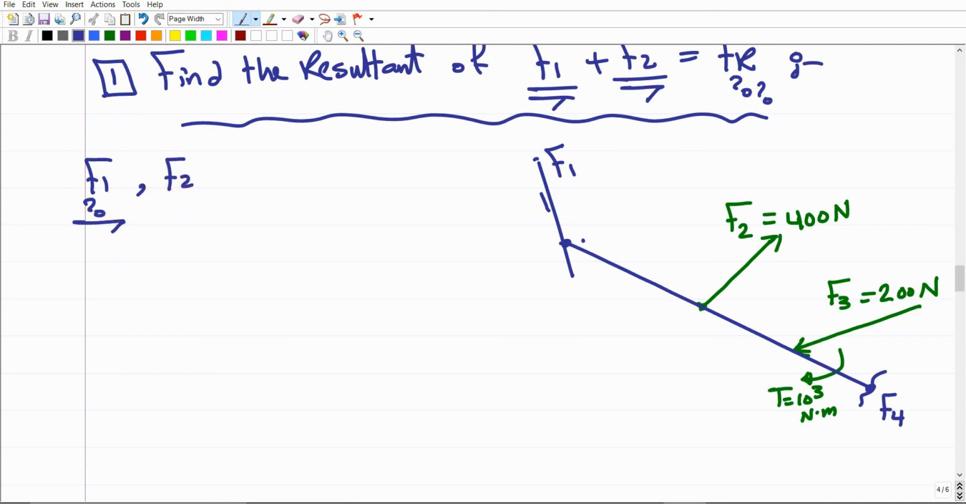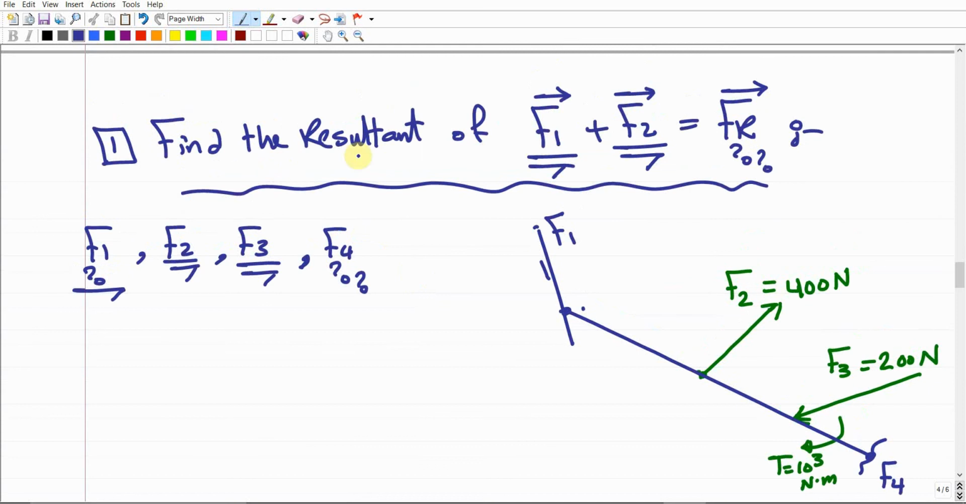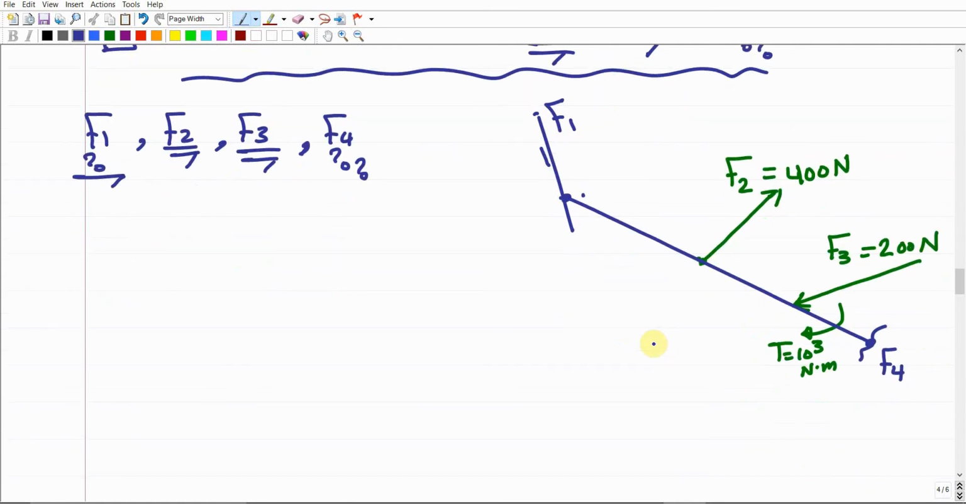F2 is fully defined. F3 is fully defined, but F4 is unknown in terms of magnitude and direction. So these are the three unknowns we would like to find. The first step, as I mentioned, is to find the resultant of F2 and F3. We're going to combine them into FR, the resultant of these two forces.